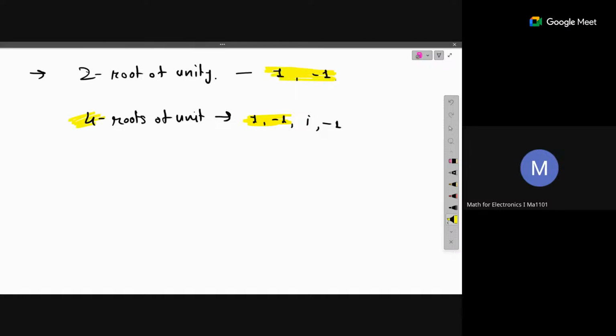If you take n equal to 2, then also you will get these two quantities the same. If you take n equal to 4, then also you will get these two quantities the same. So there will be some values of n for which we'll get the same roots, but it also depends on how many roots you are talking about: the cube roots, or two roots of unity, or four roots of unity, and so on.